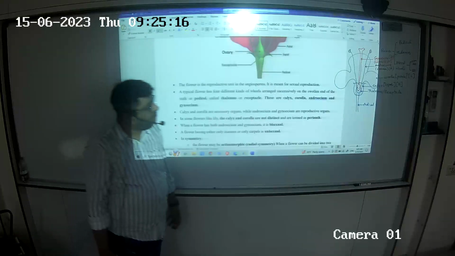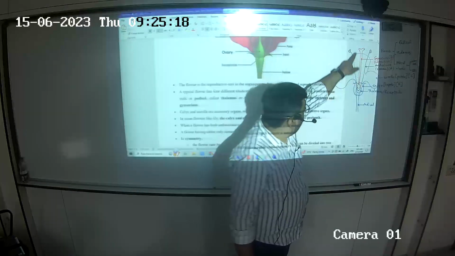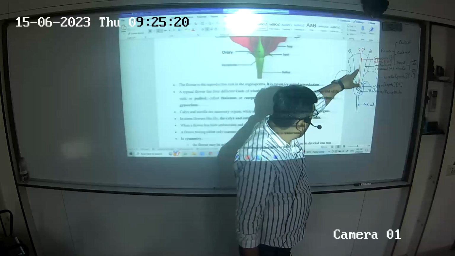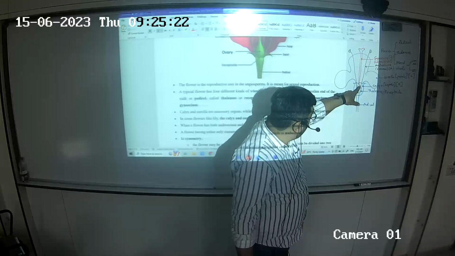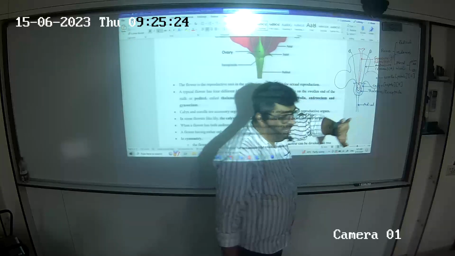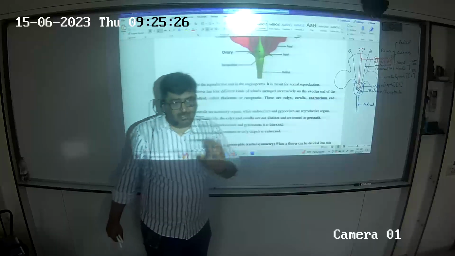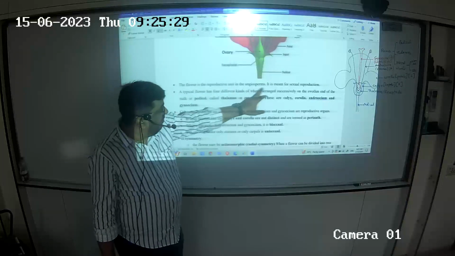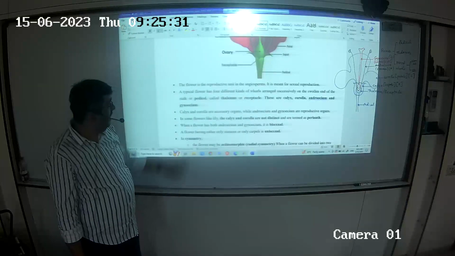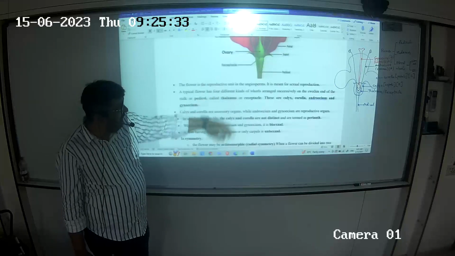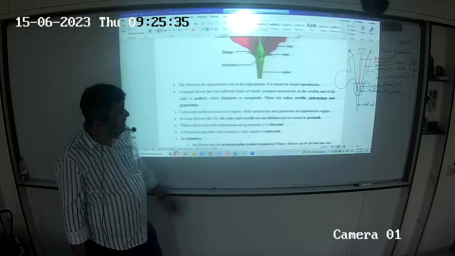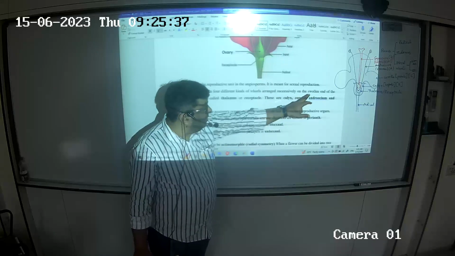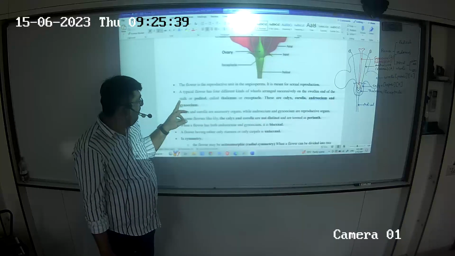Now you know carpel is made up of stigma. The tube is called style, and this swollen portion is called the ovary. I hope everybody knows that, please. So flower is the reproductive unit meant for sexual reproduction. A typical flower has 4 different kinds of whorls arranged successively on the swollen end of the pedicel.